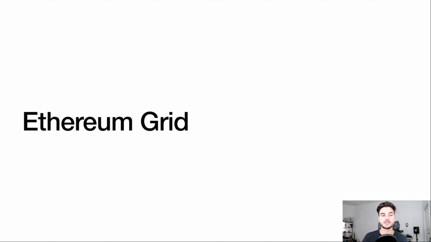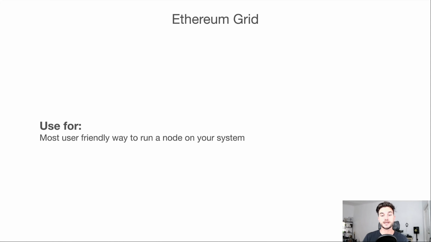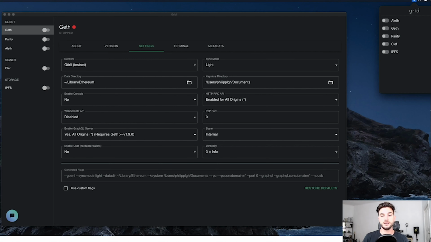The next tool on the list is Ethereum Grid. And Ethereum Grid is an EF JavaScript project, and it was created as a user-friendly way to run a node on your own machine. It's a desktop application that lives in your menu bar, and it gives you a selection of clients that you can easily start with one click.